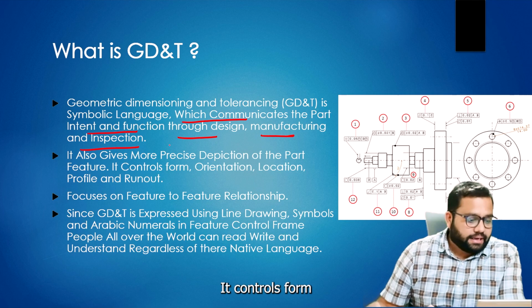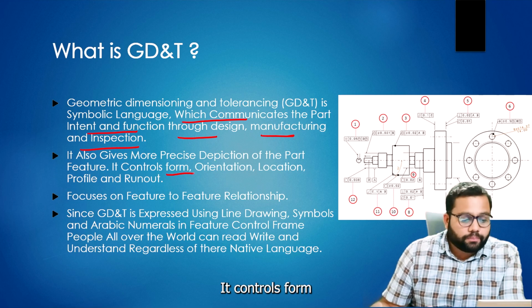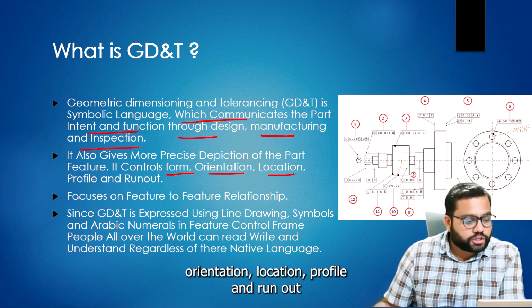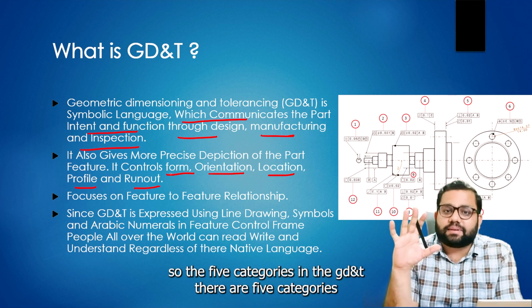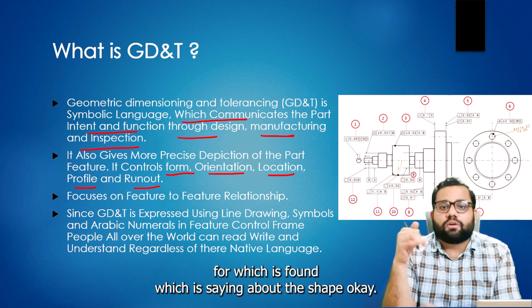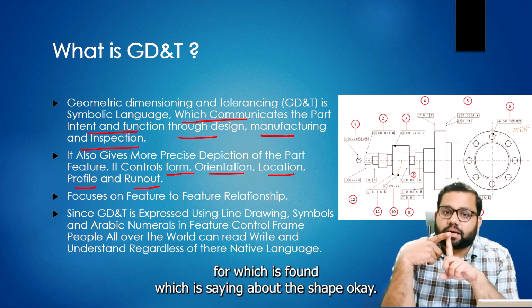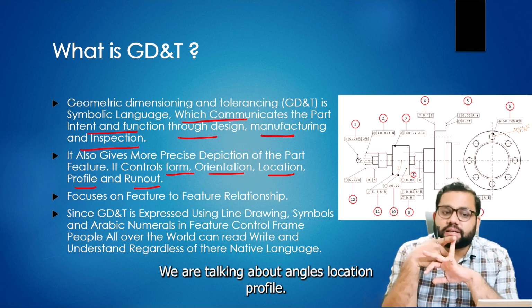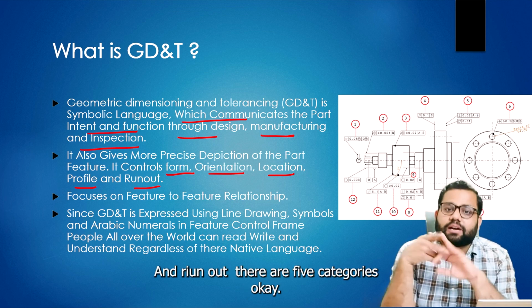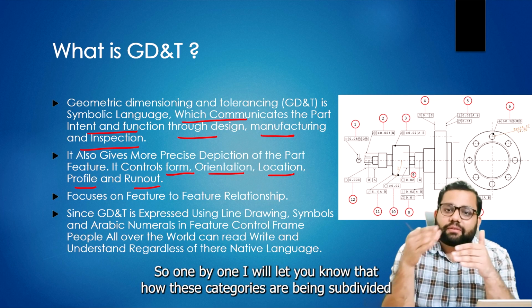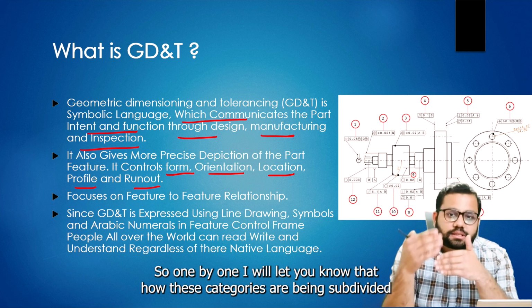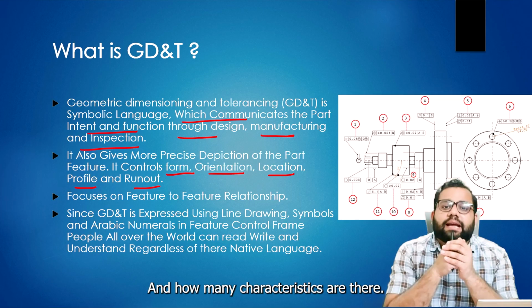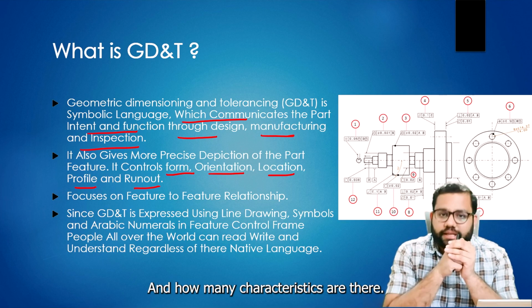Okay, it controls form, orientation, location, profile and runout. Okay, so there are 5 categories in GD&T. Form, which is about the shape. Okay, then there is orientation, where we are talking about angles. Location, profile and runout. There are 5 categories. Okay, so one by one I will let you know how these categories are subdivided, and how many characteristics there are.